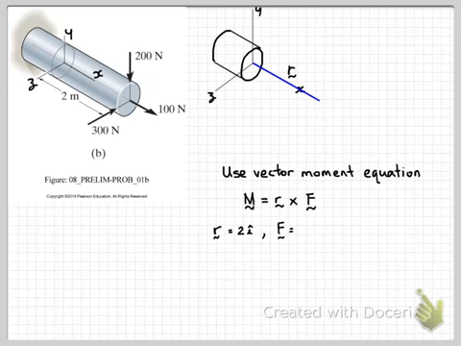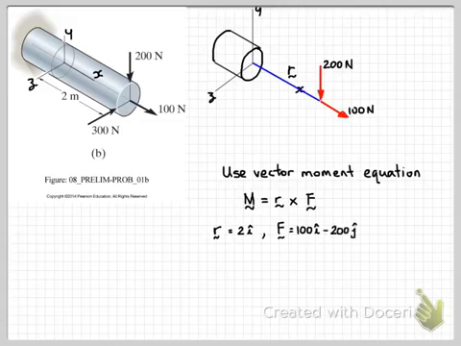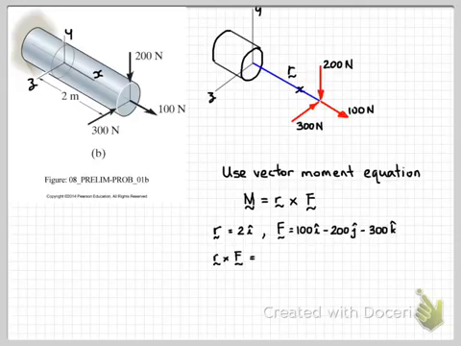Okay, so next we have to define the force as a vector. So we have 100 newtons in the x direction, so that will be 100i, and we have 200 newtons in the y direction in the negative sense, so minus 200j, and a force of 300 in the negative z direction, so that would be minus 300k. Okay, so next we need to just do that vector cross product.